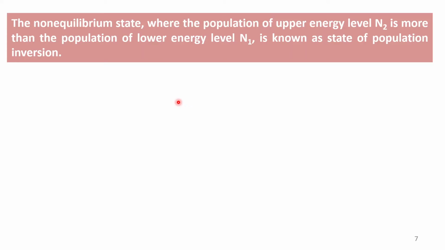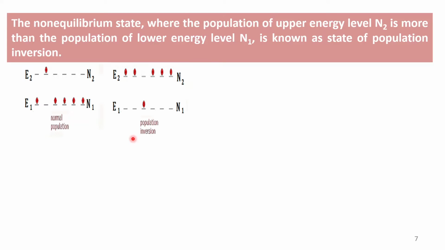The non-equilibrium state where the population of the upper energy level N2 is more than the population of the lower energy level N1 is known as the state of population inversion. Now see here in this diagram, this is the normal population in which the number of atoms in the ground state energy level is greater than the number of atoms in the excited state.